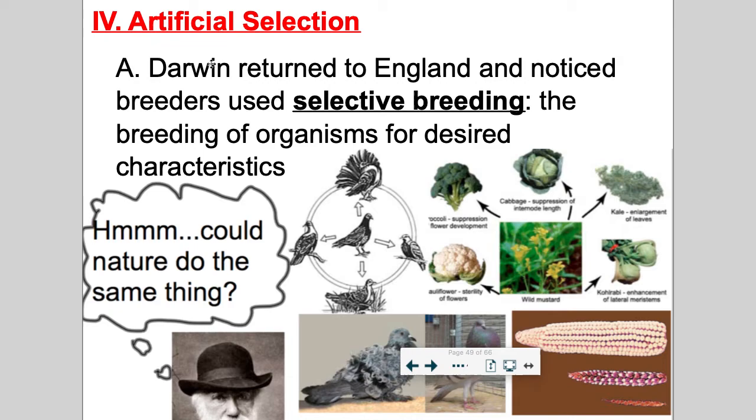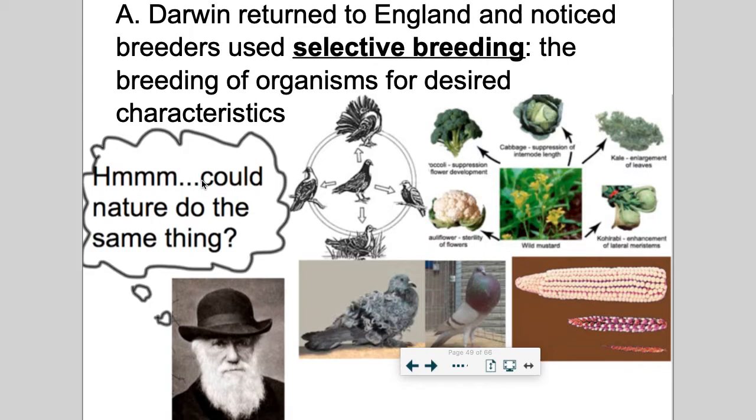All right, so when Darwin returned back to England from his voyage, he kept pigeons as a hobby, but he noticed that breeders used selective breeding, so they only wanted certain traits in organisms, and they bred it, and they got that trait. So Darwin's like, could nature do the same thing? Could nature select for certain traits in an organism? And that's how he came up with natural selection.